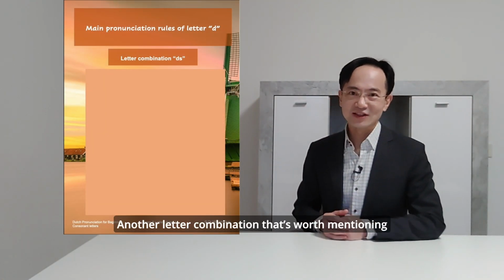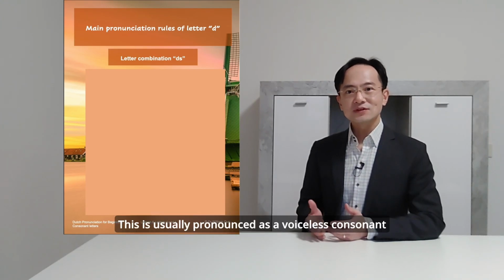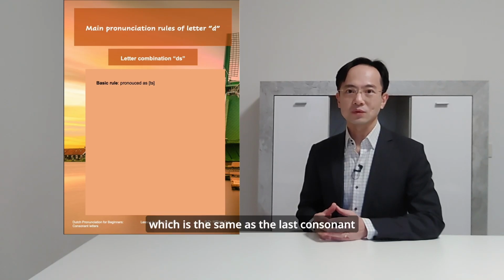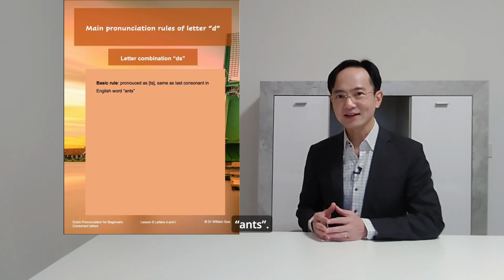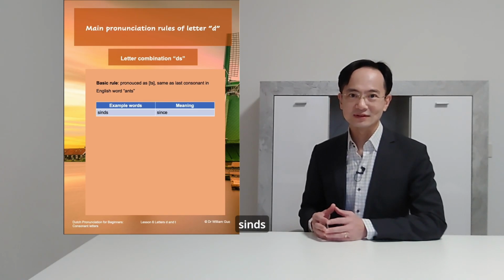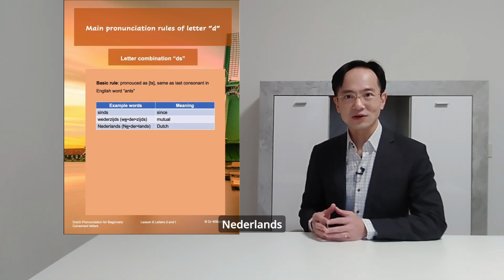Another letter combination that's worth mentioning is DS. This is usually pronounced as a voiceless consonant ts, which is the same as the last consonant in the English word ants. For example, sinds, wederzijds, Nederlands.